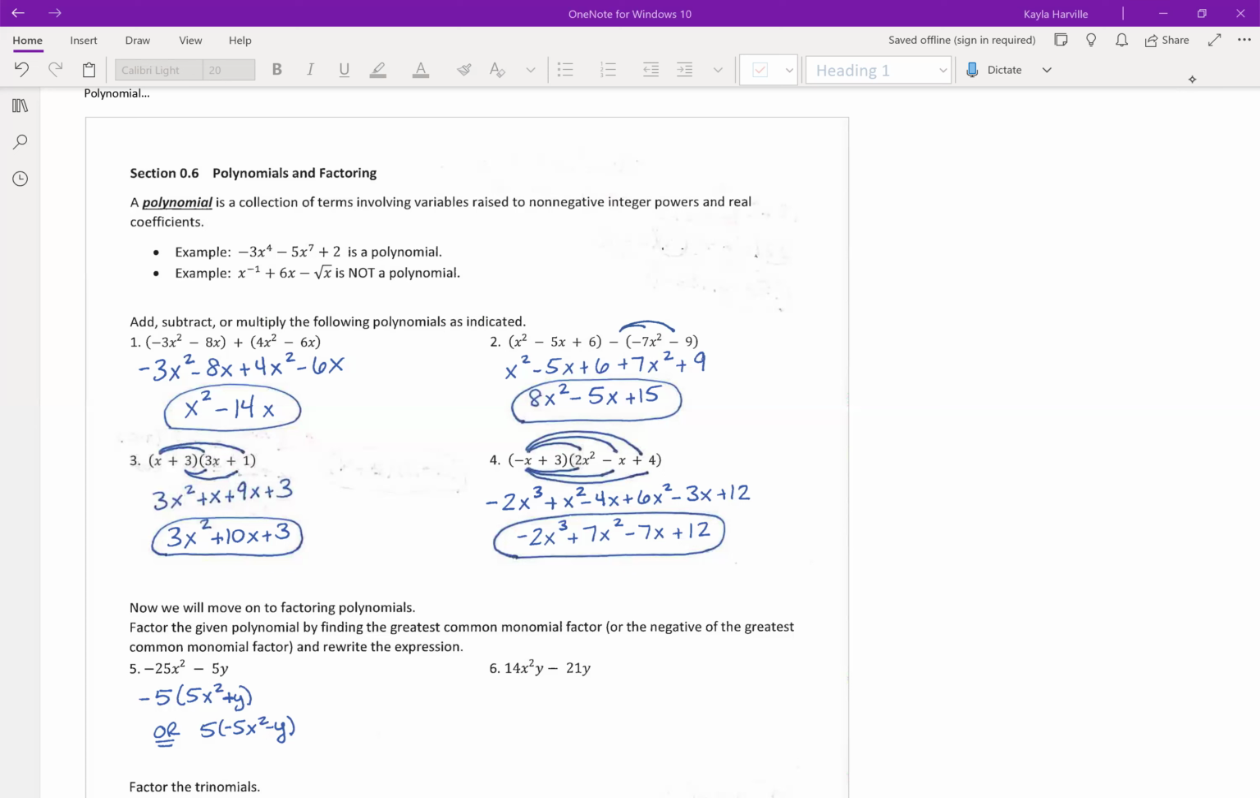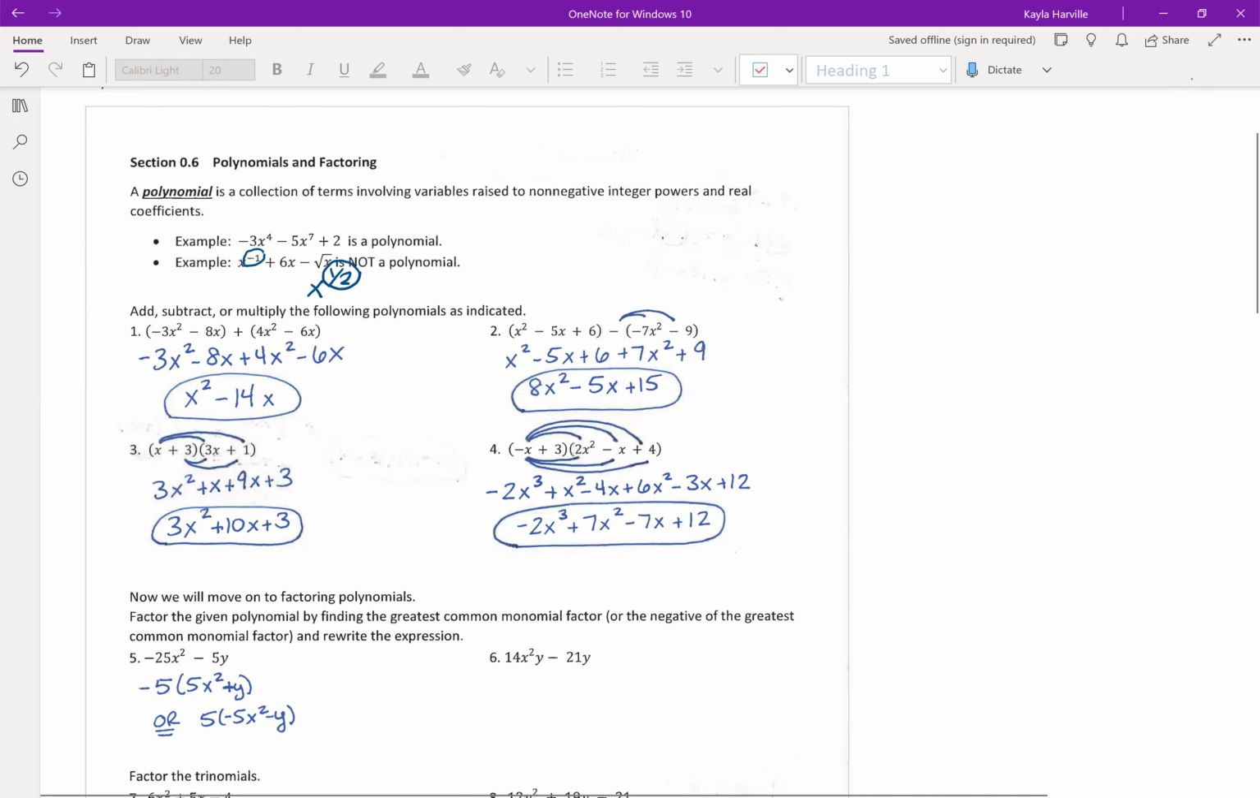However, x to the negative 1, well, we've got a negative power, and x to the 1/2 is the same thing as the square root of x, so we've got a non-integer power. So there were two things that went wrong in that example. That is not a polynomial.